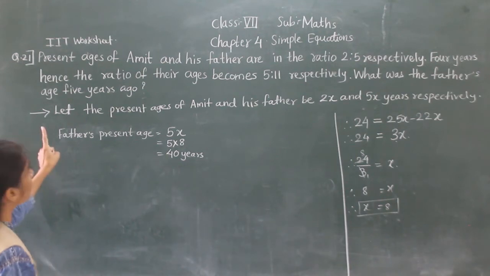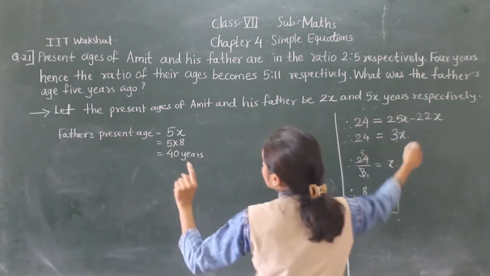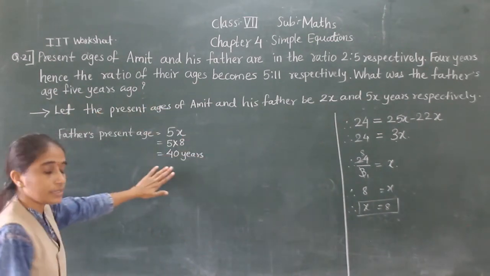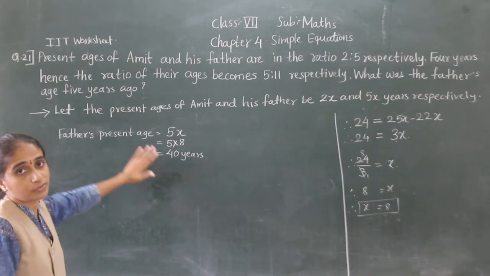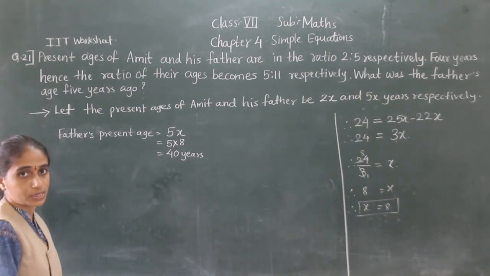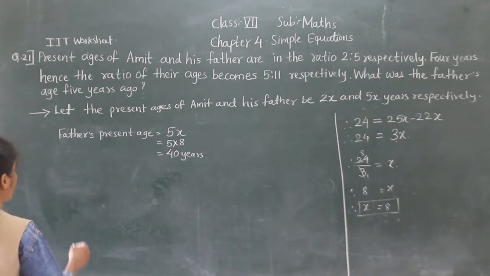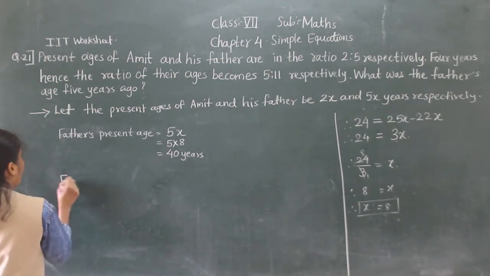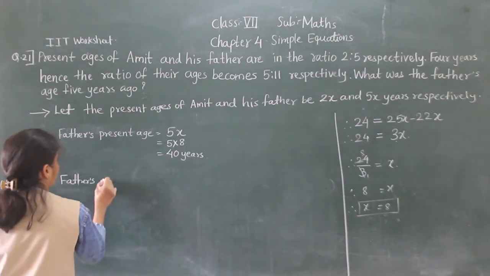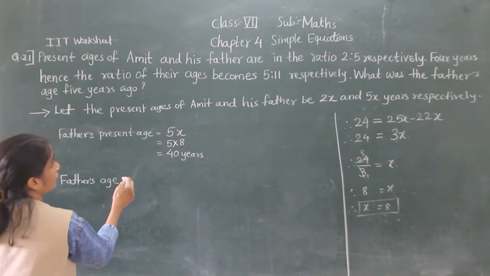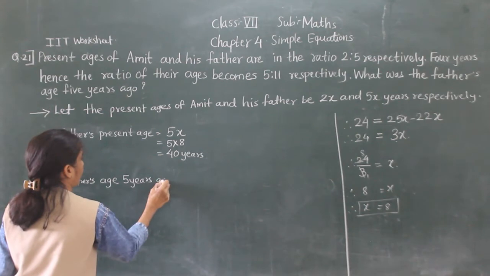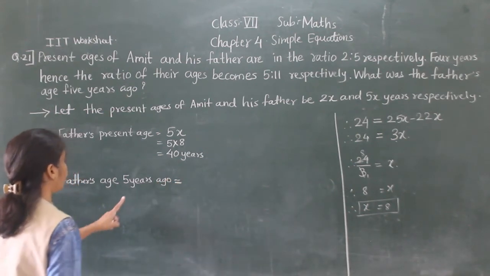Now what is asked? What was the father's age 5 years ago? Present age we got 40. Then 5 years ago the age is 35 years.